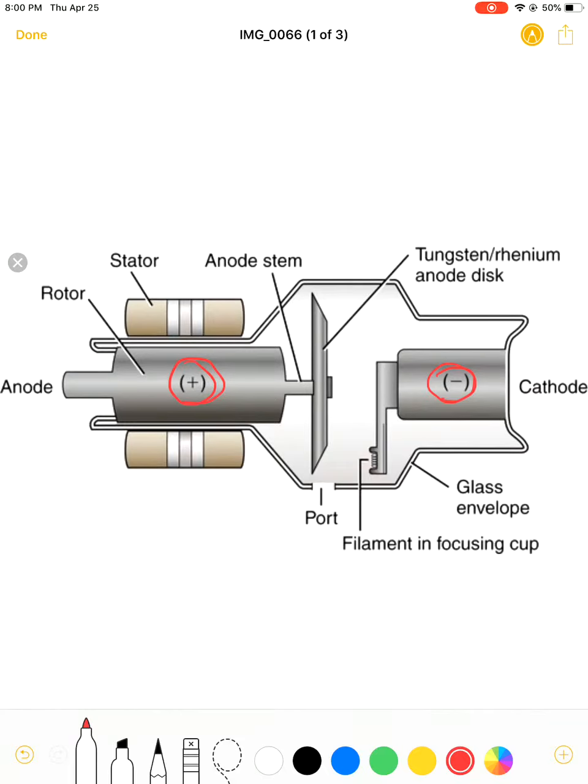We know that when the filaments are heated up, they produce the electrons. Then the focusing cup makes the electrons move at a speed of light to hit the target. This target, remember, is made out of tungsten. This is where Brems and characteristic interactions produce X-ray photons.